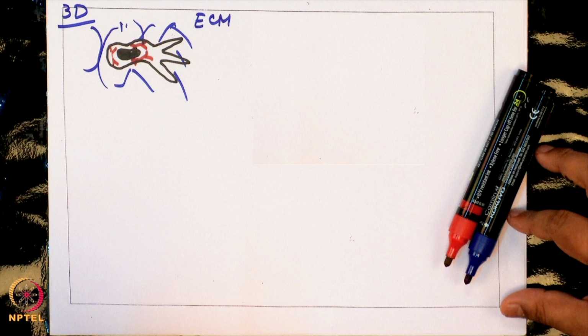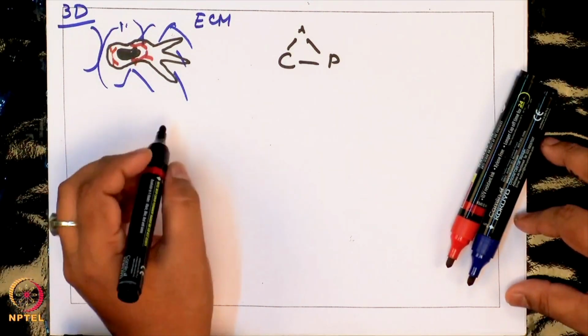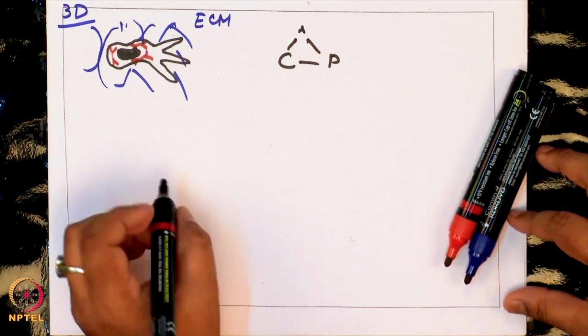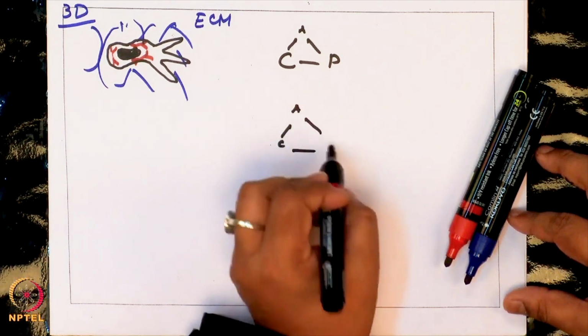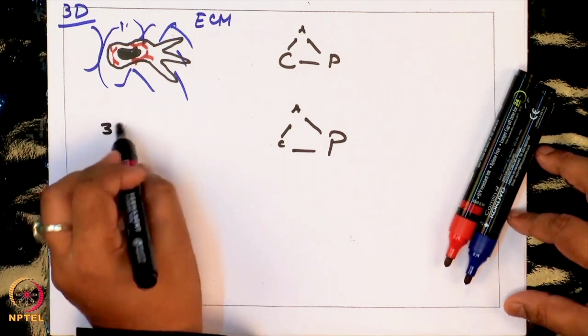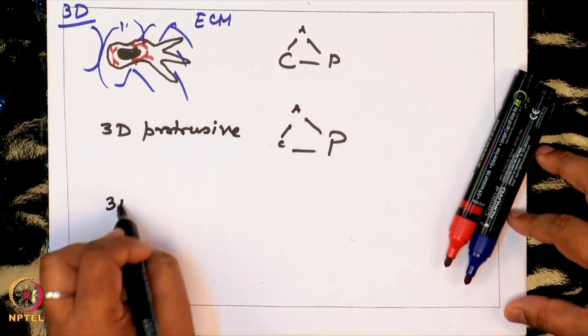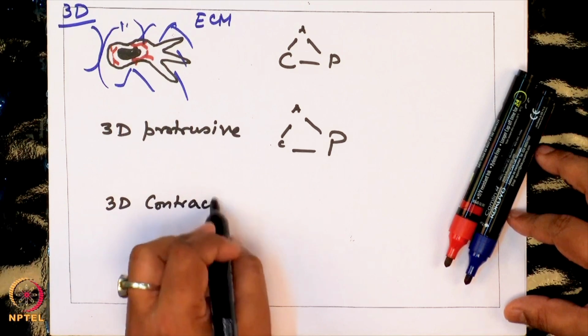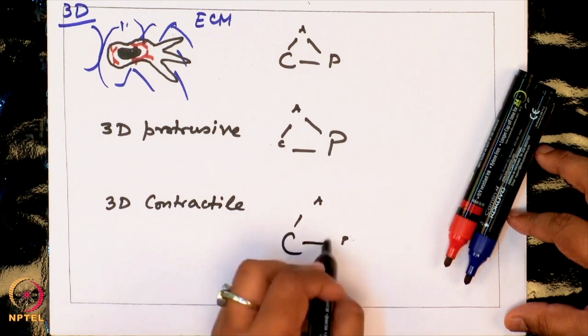What I am drawing around the cell is 3D, that means within interstitial matrices. You can have this kind of migration where adhesion is small, and contractility and protrusion are large. This is one type of migration. You can have another type of migration where your adhesion and contractility are small and protrusion is large. So, this is 3D protrusive. And the third mode is 3D contractile, in which your adhesion and protrusion are small and contractility is large.